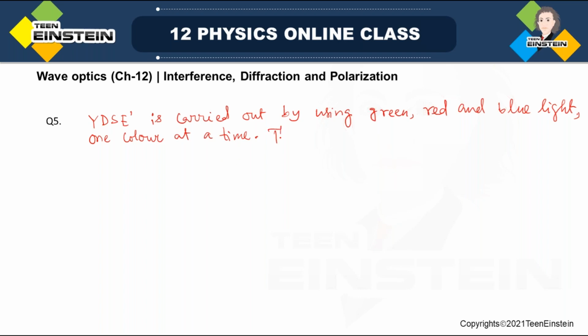The fringe widths recorded are beta G, beta R, and beta B. So capital B. This beta G is the fringe width when green light was used, beta R is the fringe width when the red light was used, and beta B is the fringe width when the blue light was used.